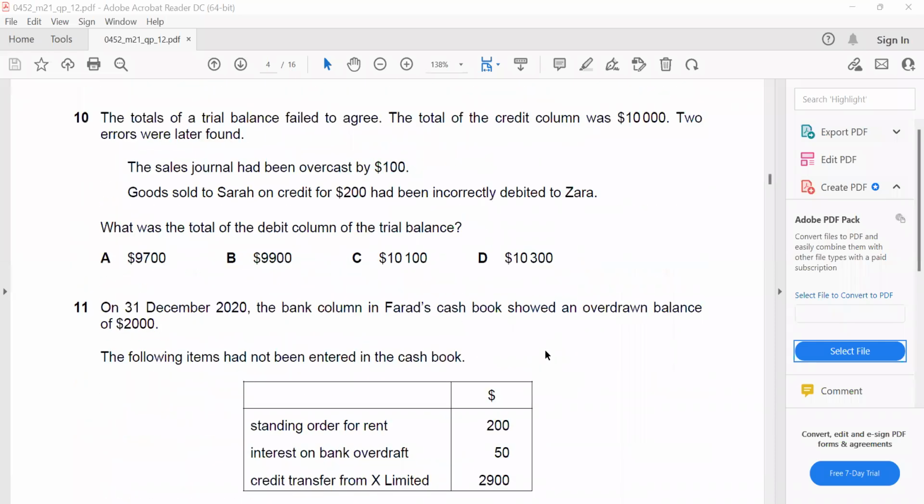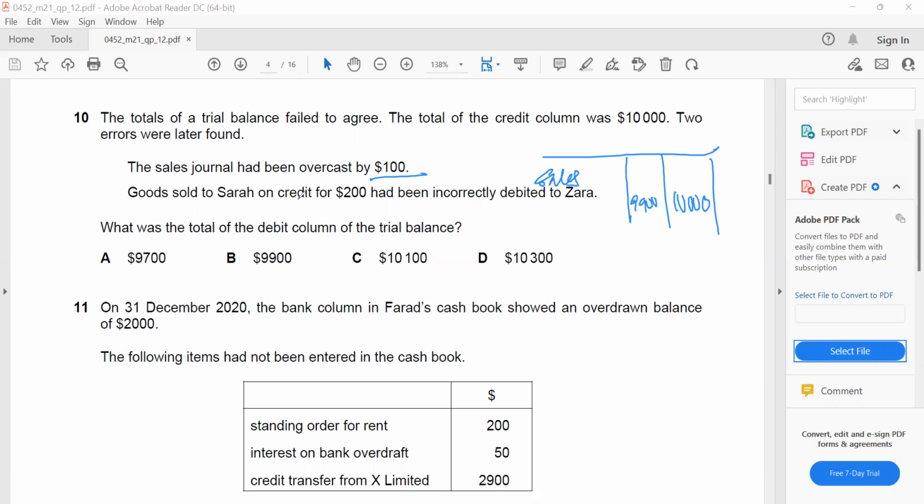Question 10. The total of the trial balance failed to agree. The total of the credit column was 10,000. Two errors were found. So the total credit is 10,000. The sales journal has been overcast by 100. The sales account is on the credit side. Overcast by 100 means that here it is basically less 100. So let's see, 10,000 minus 100.